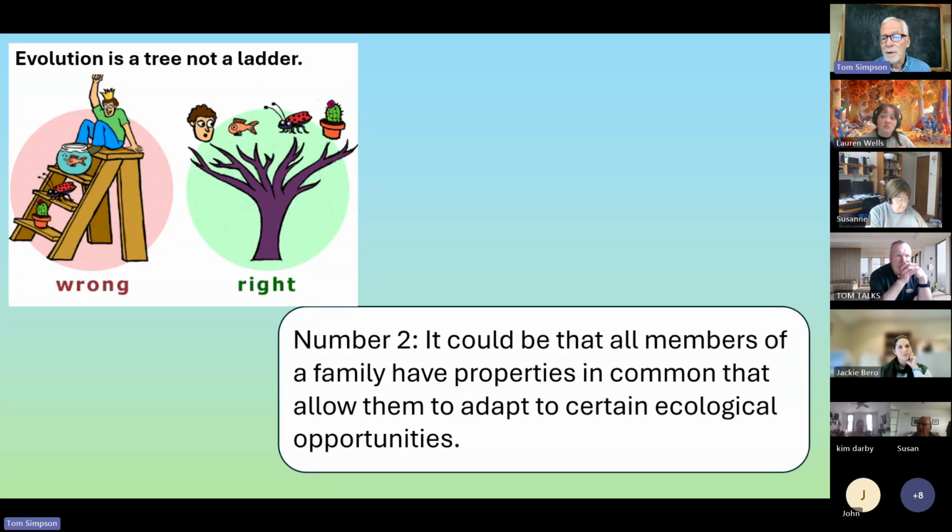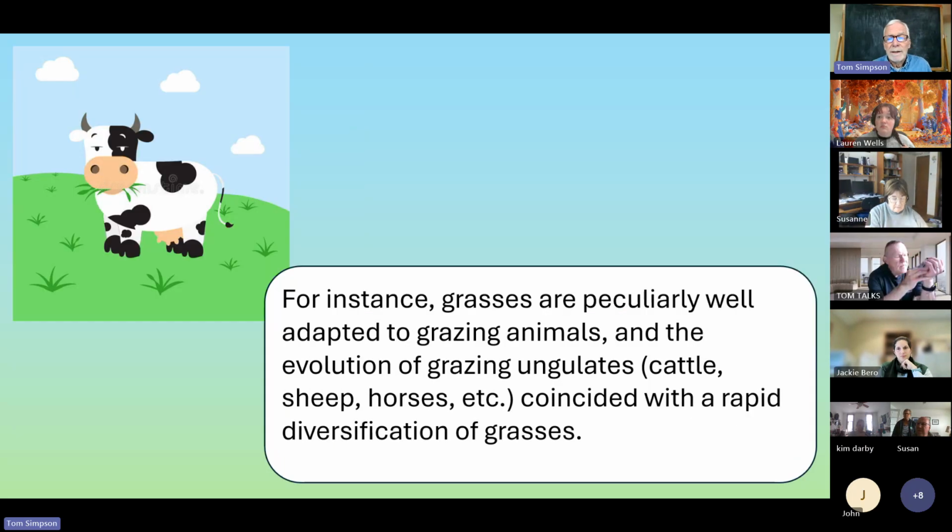The second thing is that it could be that all members of the family have properties in common that allow them to adapt to certain ecological opportunities. Maybe that fits our idea that some plants are better adapted, at least to a particular situation. For instance, grasses evolved relatively recently, and they evolved at the same time as grazing animals, ungulate grazing animals, which specialize in eating grasses, and the grasses themselves have a peculiar property.